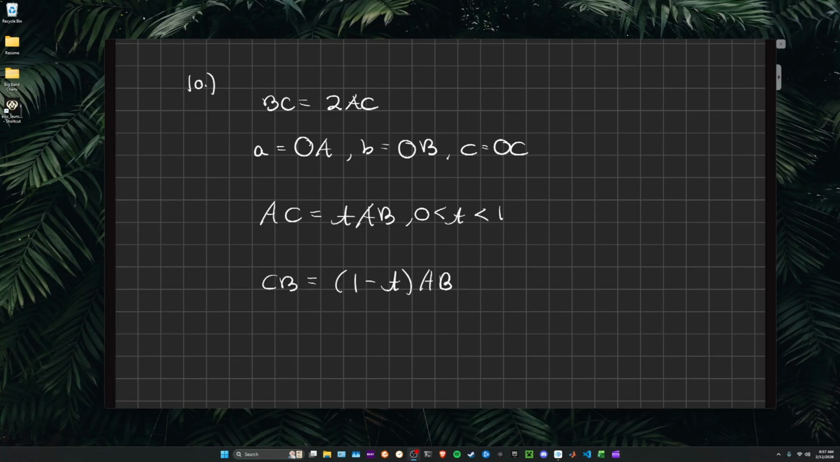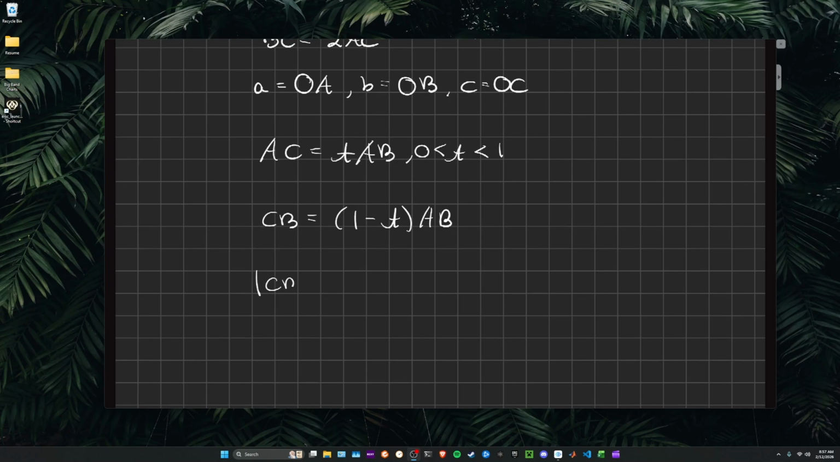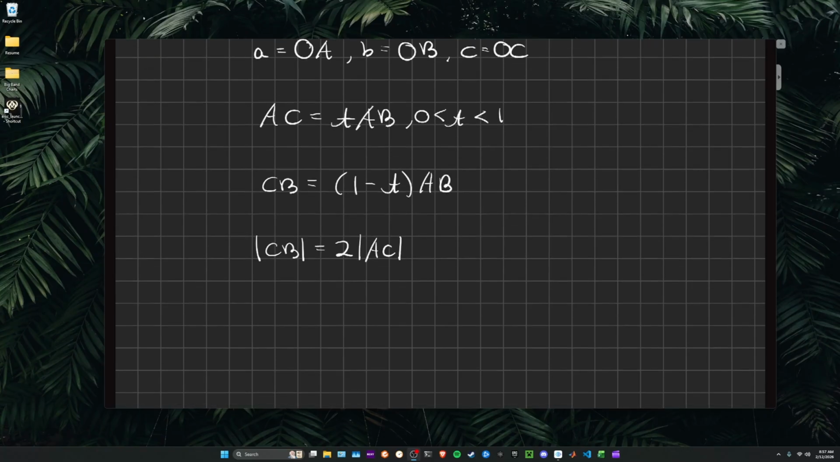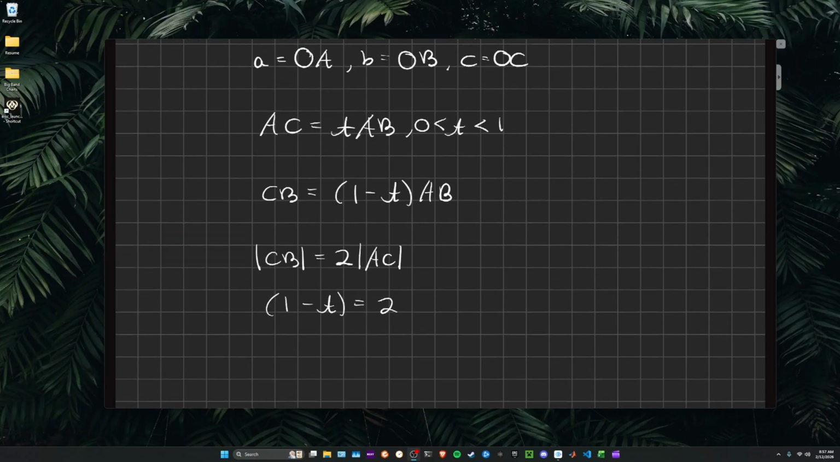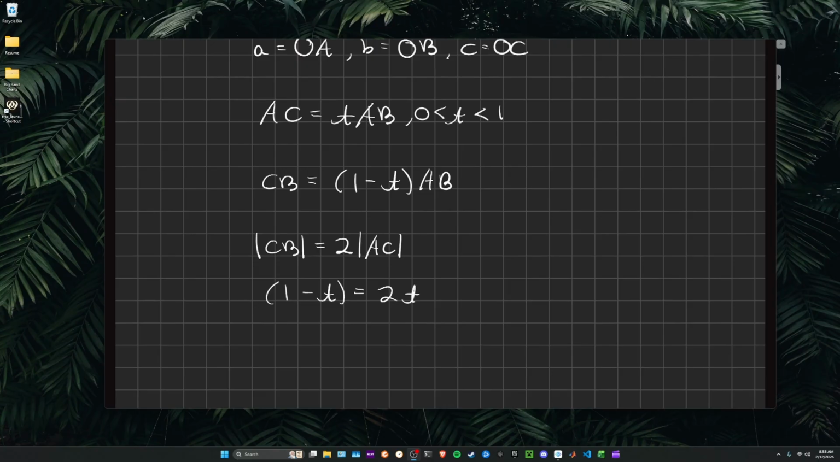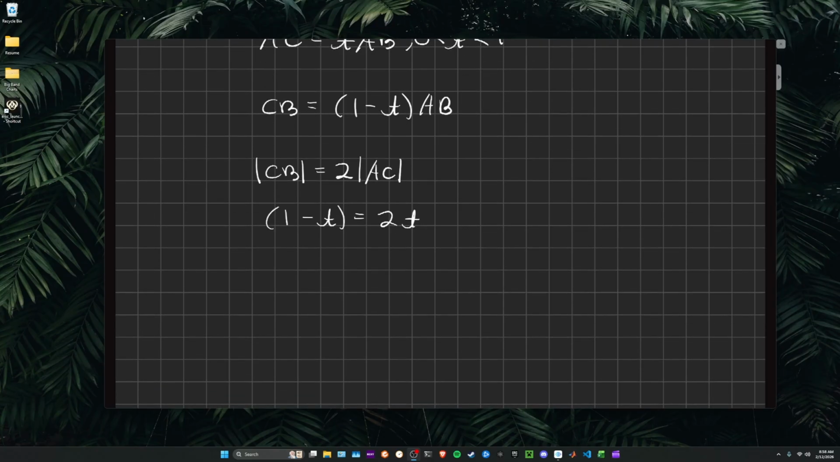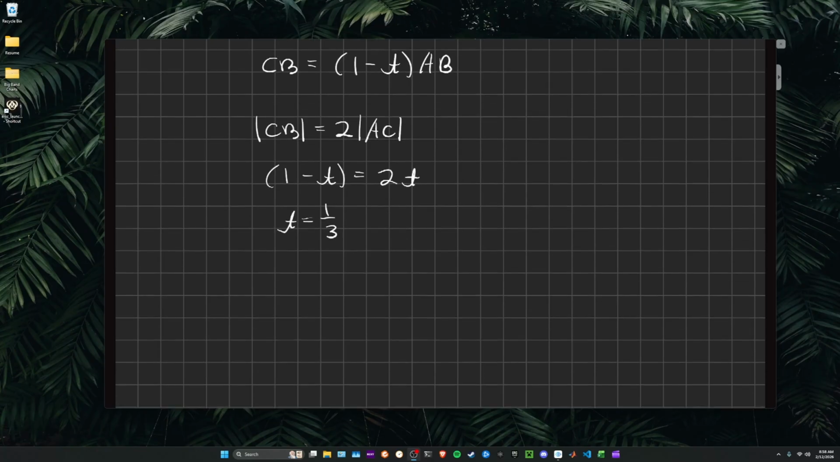And now we want the norms. The length of CB would be, ignoring the scalar, 2 times the length of AC. So this gives us that for CB we have 1 minus T equals 2 times, and we found that the norm of AC would be just T from the definition above. This gives us an actual expression for T. We do some algebra, so T is 1/3, I think.